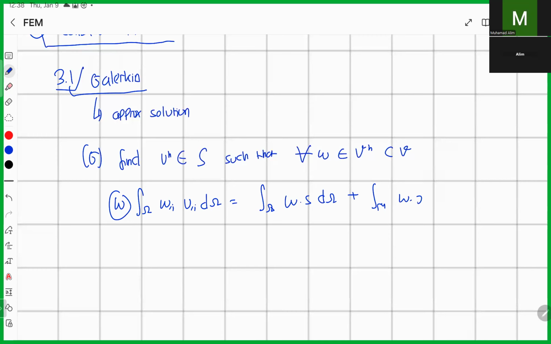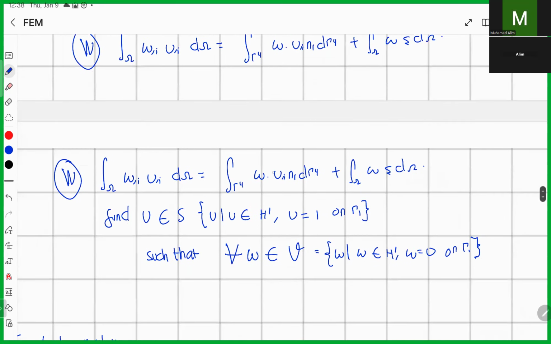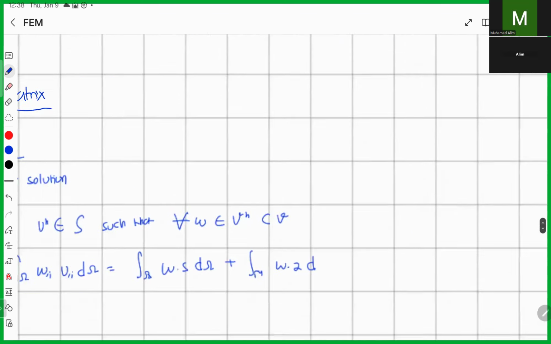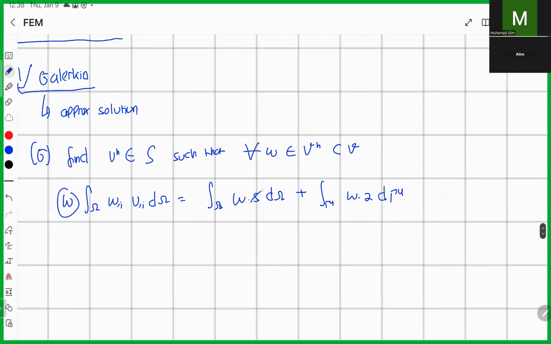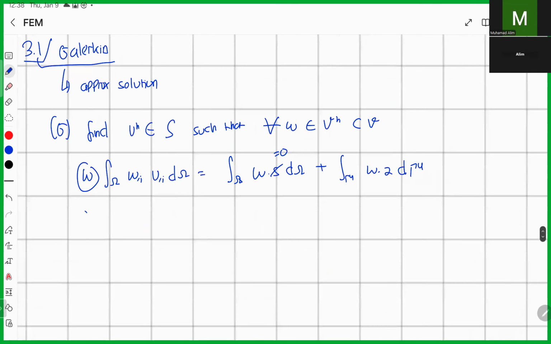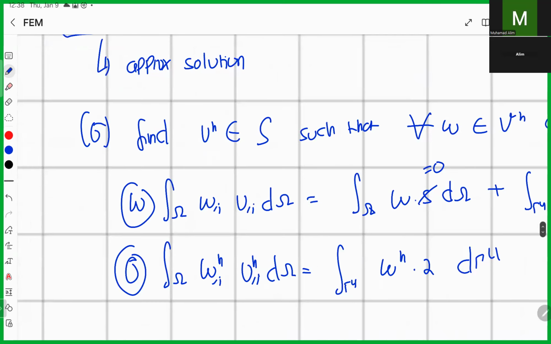Because h here, okay, this is equal to h, and h equals 2 at surface 4. So we have 2 here and then this is 4. And then if we let it equal 0 here and apply Galerkin, we will obtain it like this here, and then here for w_h, okay, correct.